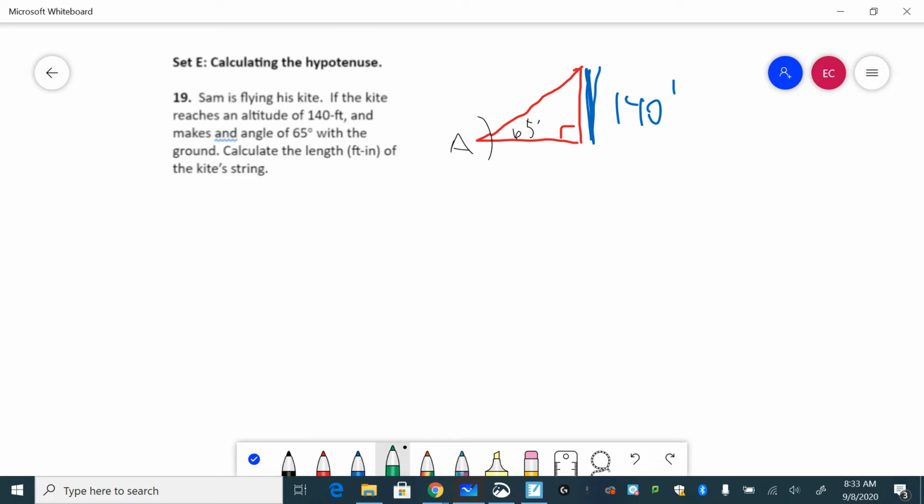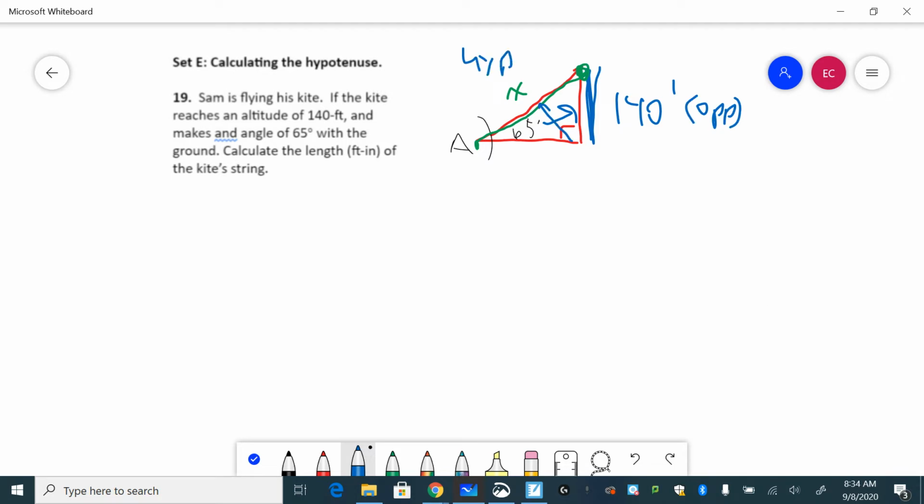Calculate the length of the kite string. So we're solving for right here. So it's as if you're standing right here and your string is all the way across here and your kite would be right here. Okay, so from here, from 65 or angle A, across is your opposite side length, and across from 90 is always your hypotenuse.